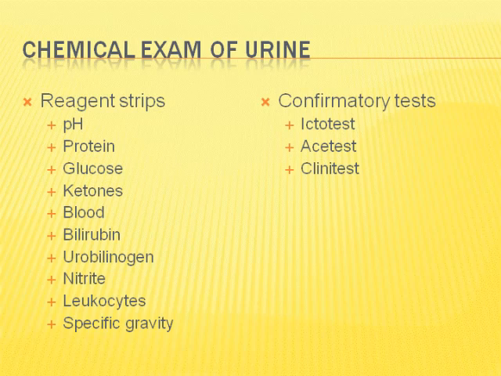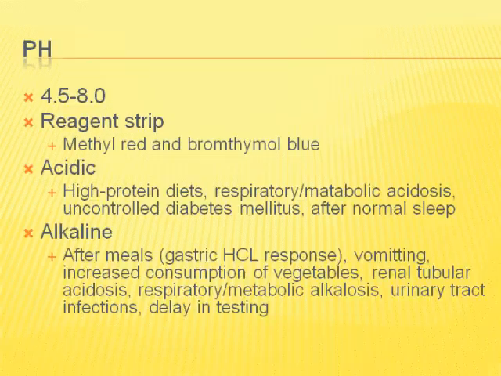That rounds out the physical exam of urine. Now we're going to move on to the chemical exam, and I have the reagent strip pretty much listed here for us, and we're going to talk about each of these individually. I also have the most common control tests listed here, which we'll also talk about individually.